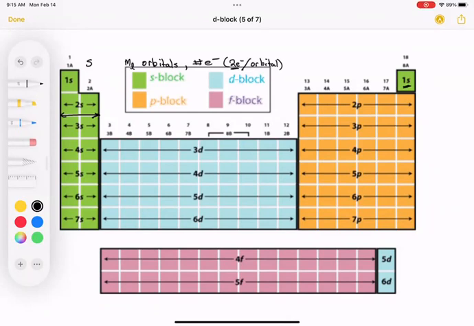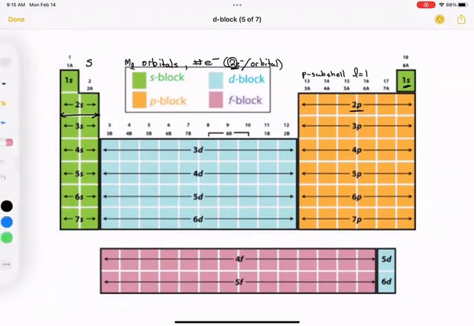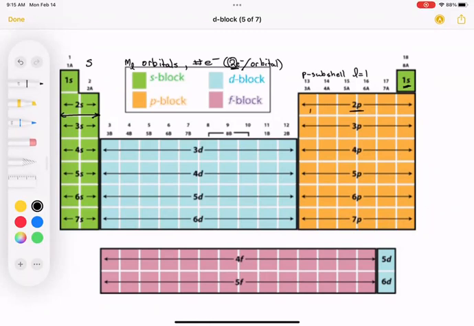Next, over on the far right, you have the P. P means that if it's a p subshell, L is equal to 1. So how many orbitals, which is m sub L, are available? 3. And if each orbital can have 2 electrons, 3 times 2 is 6. And that is why it is 6 elements across.